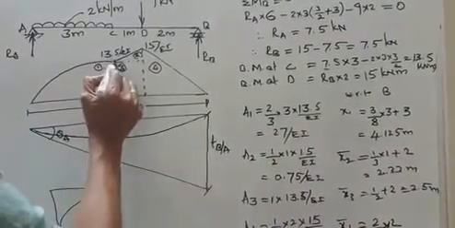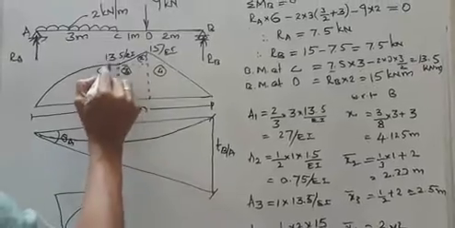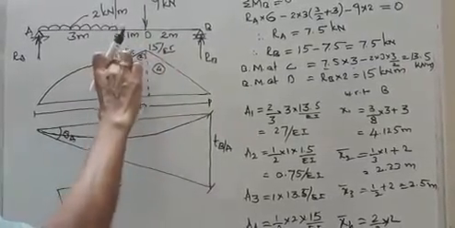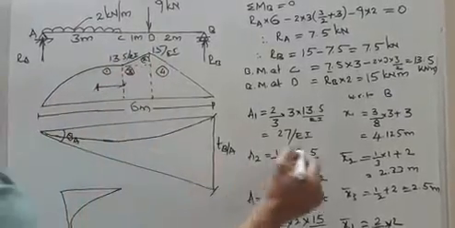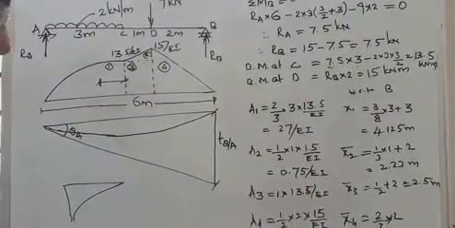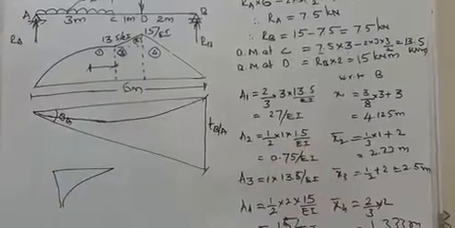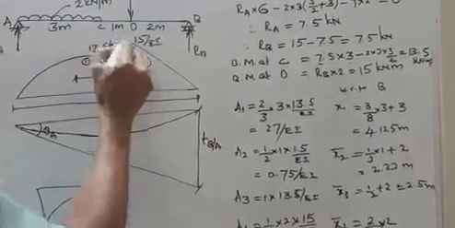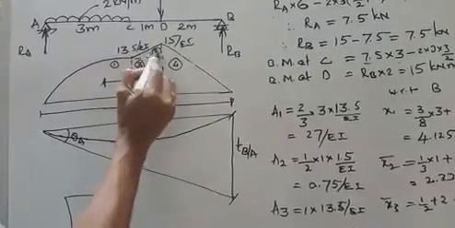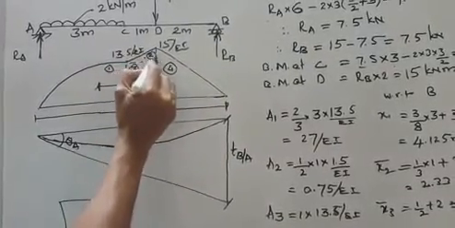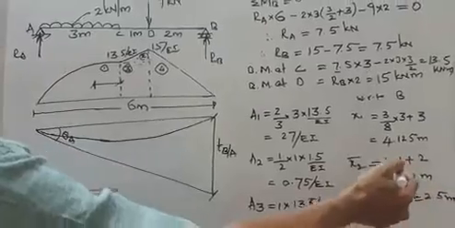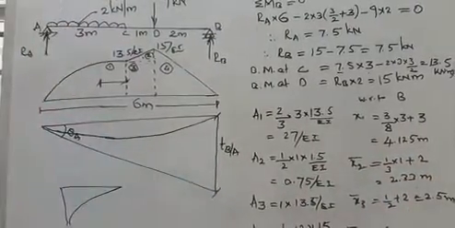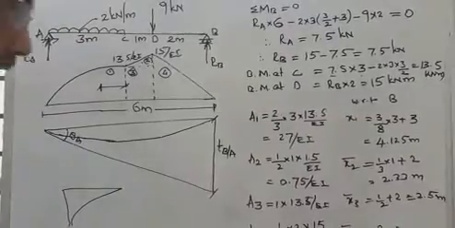Next A2. Area of this upper triangle, what is that? Half, base is 1, height is 15 minus 13.5, that is 1.5 by EI. If you simplify, you will get 0.75 by EI. Now the distance of CG of this figure from B. So from here to here, you know that it is 1/3 of base, that is 1/3 of 1 plus D to B, that is 2 meter. If you simplify that, you will get 2.33 meter.